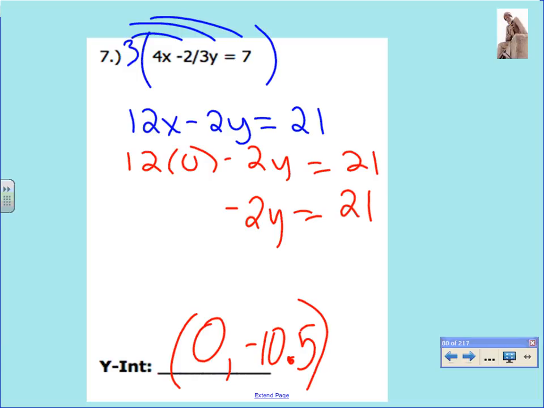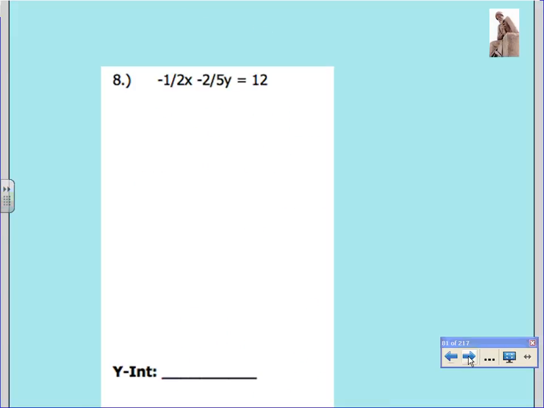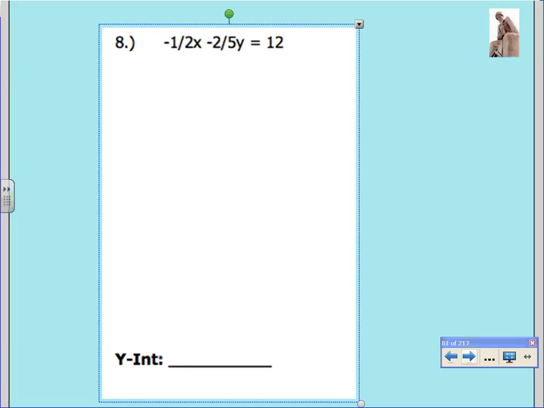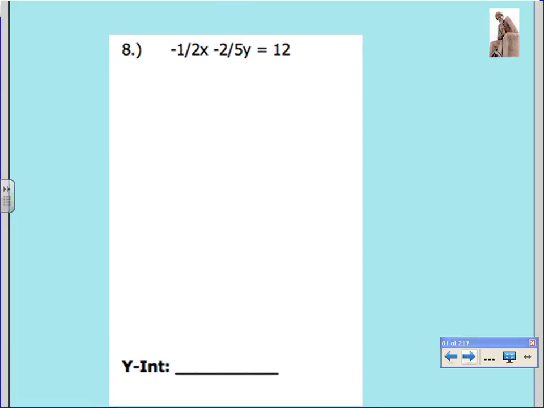Questions on that one? Okay, I want you to try number 8. Please put it in correct standard form first, and then find the y-intercept. Notice, be careful, the denominators are different here. So you need to think about what a common denominator is before you multiply through. Okay? Do you know what I mean by that?